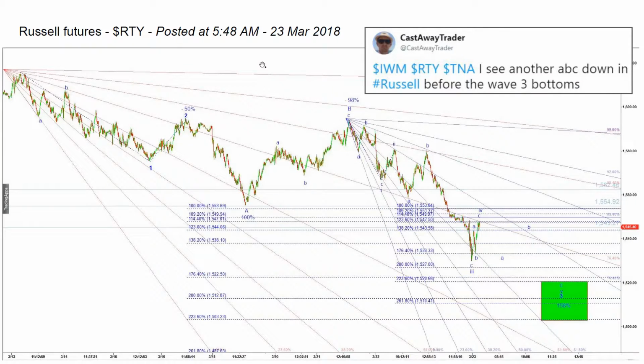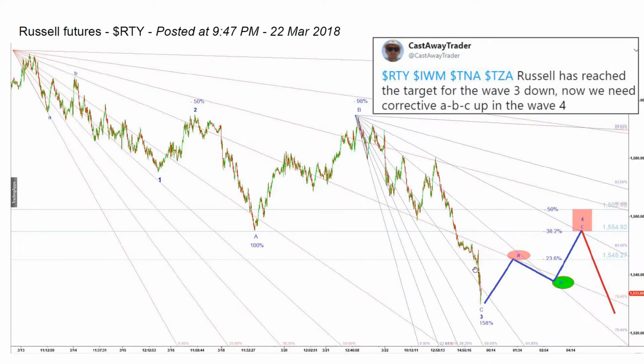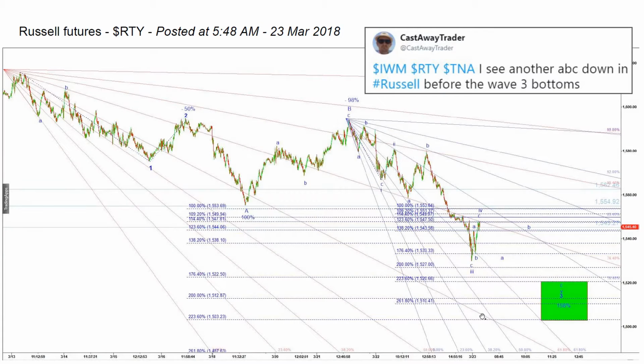And next day in the morning, I think it's Eastern time, we should add 3 hours, so basically it was 8:48 a.m. Eastern time. When I posted my morning chart, I had already changed the count, as you can see here. So if here was 3 and I thought it's a bottom of the larger 3, here I changed my mind and basically I posted, I see another ABC down in Russell before the wave 3 bottoms.